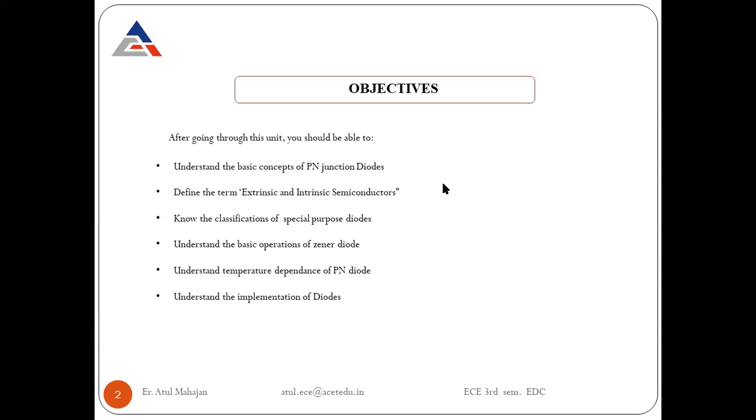Then we have the basic operation of the Zener diode and how this Zener diode works. What is the basic operation of the Zener diode? How does it work in the reverse bias region? That we'll be discussing in the Zener diode operation. Then we have understanding the temperature dependence of the PN diode. Now, how is this PN diode actually dependent upon temperature, and with the variation of temperature, how does the PN diode vary with the amount of voltage and current? That we'll be discussing in the temperature dependence of the PN diode.